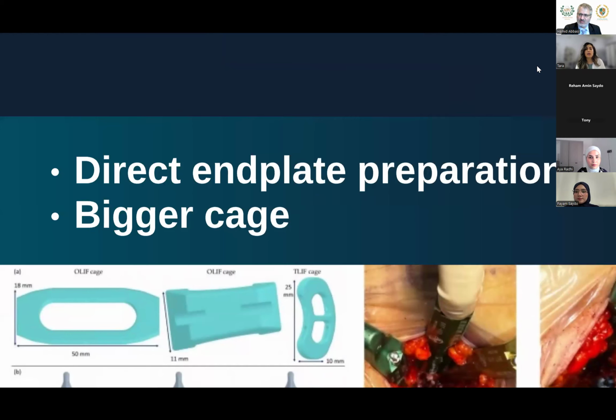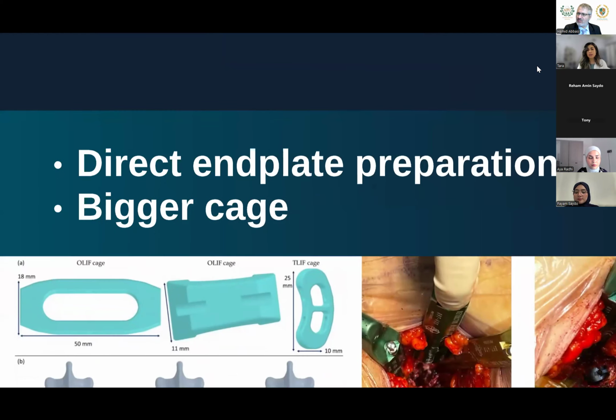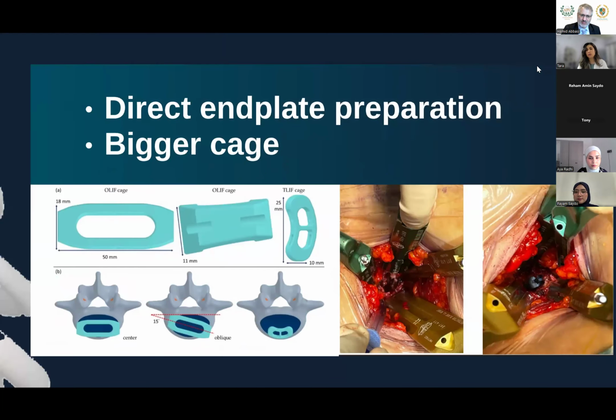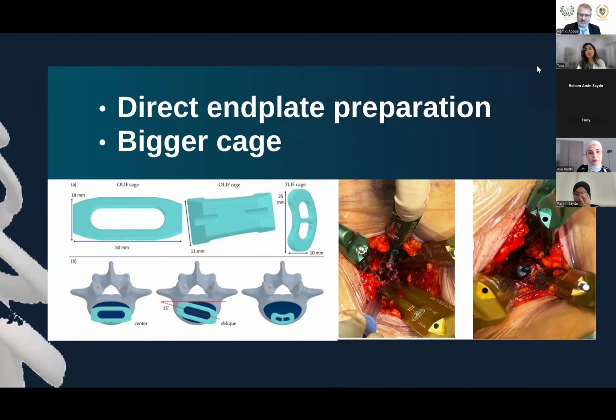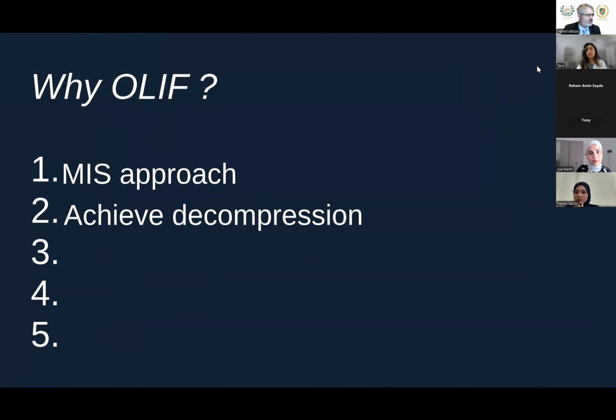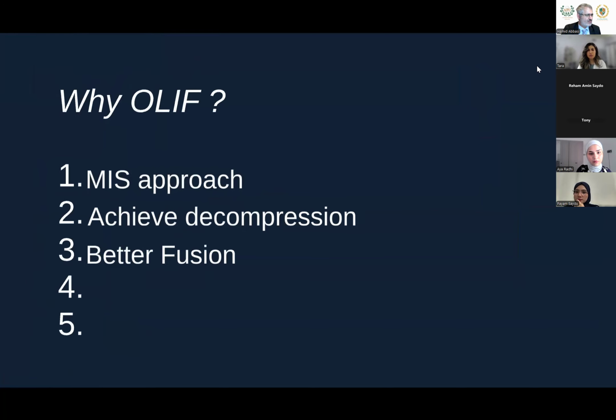Direct end-plate preparation and bigger cage. OLIF cage size is much bigger compared to TLIF and PLIF cages. So it has a bigger contact with the end plate, as well as preparation of the end plate is under direct vision. The surgeon can see the bones very well and remove any extra disc material. So the result of this will be a better fusion.